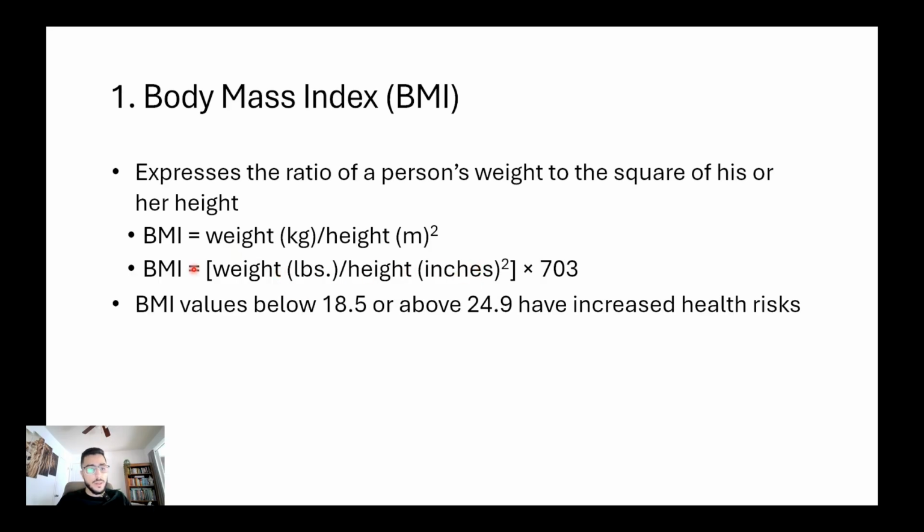If we're talking in terms of pounds and inches, then the formula changes a little bit like this. Your weight in pounds divided by your height in inches squared, times 703. And this is just a factor that was found to convert, right?